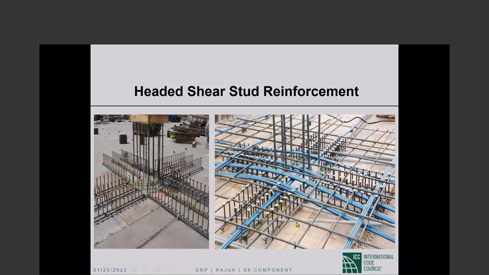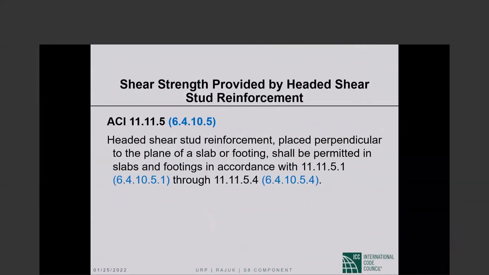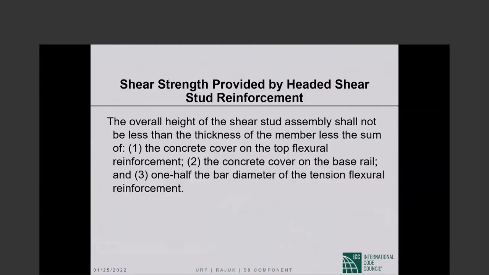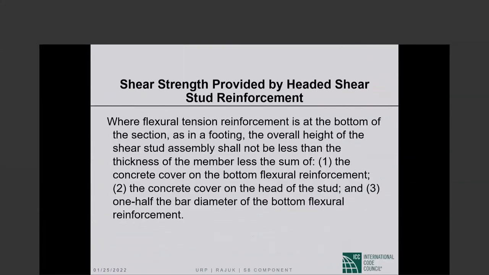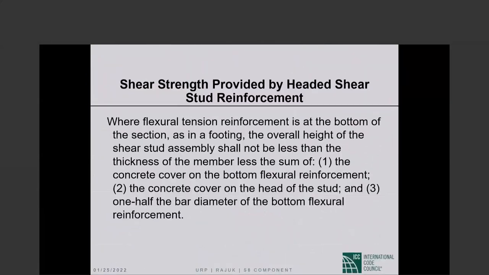Anyway, here you see real use of this headed shear stud reinforcement. The overall height of the shear stud assembly shall not be less than the thickness of the member less the sum of some of these details. I'm going to let you read them because it probably won't register, and I would like to have some time for the development examples. By going through these details, I do not know that I'll improve anything.